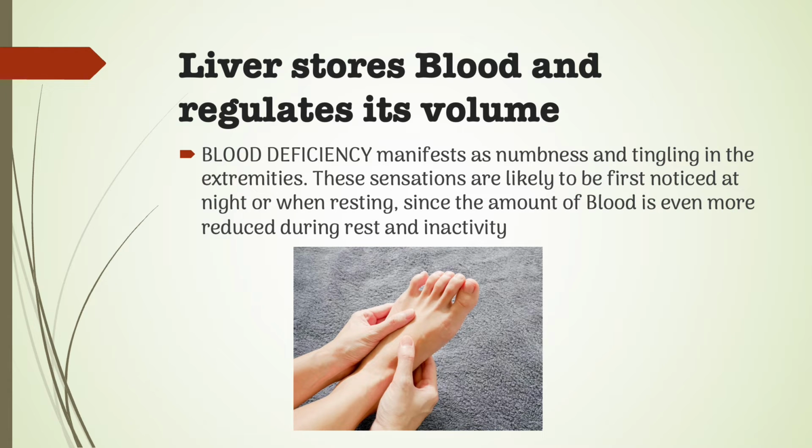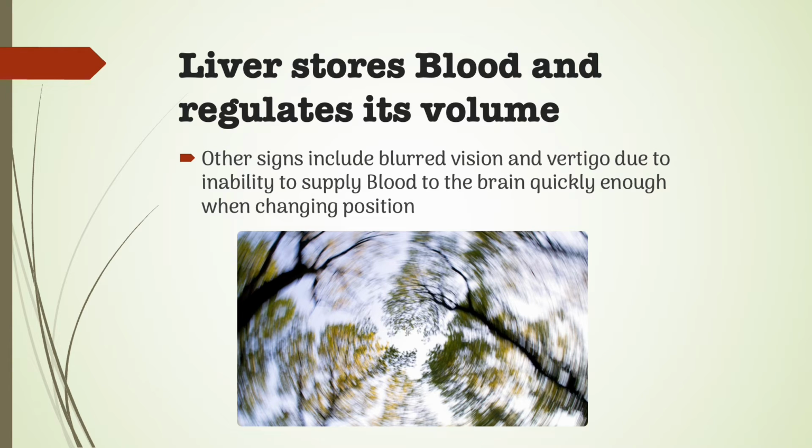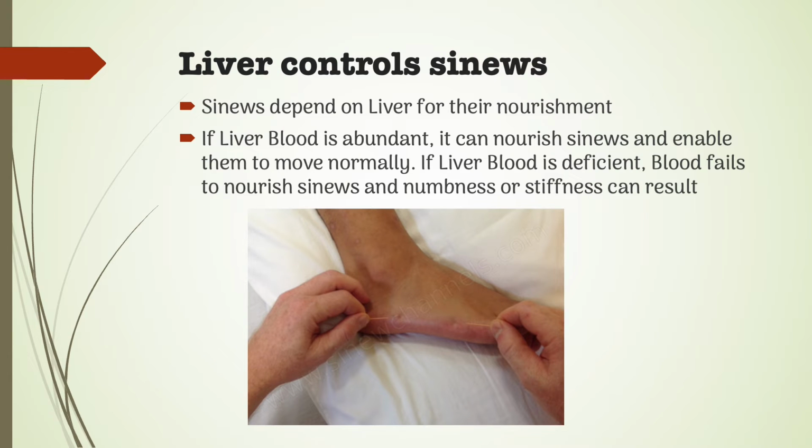Blood deficiency manifests as numbness and tingling in the extremities. These sensations are likely to be first noticed at night or when resting, since the amount of blood is even more reduced during rest and inactivity. Other signs include blurred vision and vertigo due to inability to supply blood to the brain quickly enough when changing position. The sinews depend on the liver for their nourishment. If liver blood is abundant, it can nourish the sinews and enable them to move normally. If liver blood is deficient, blood fails to nourish the sinews and numbness or stiffness can result.